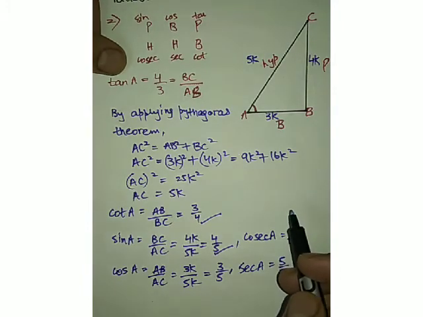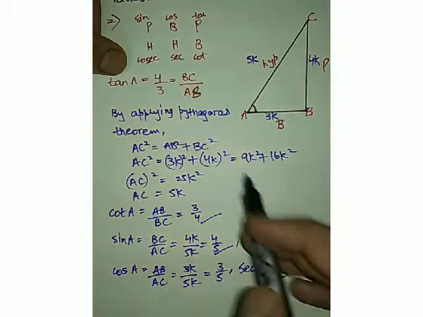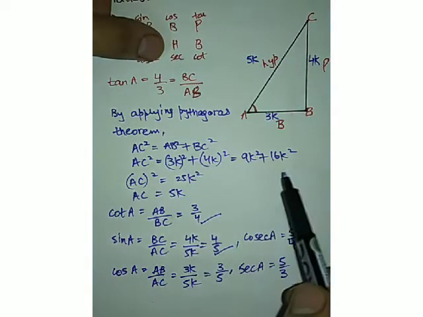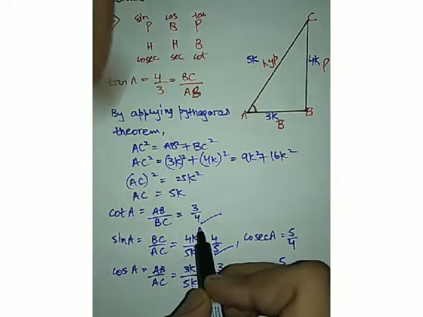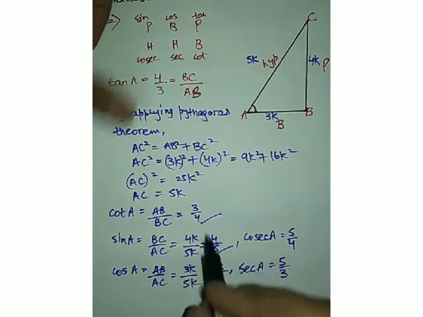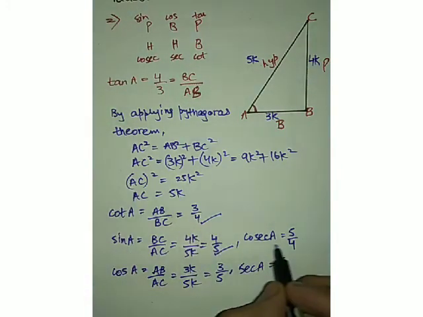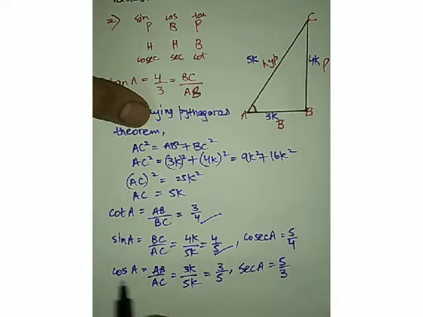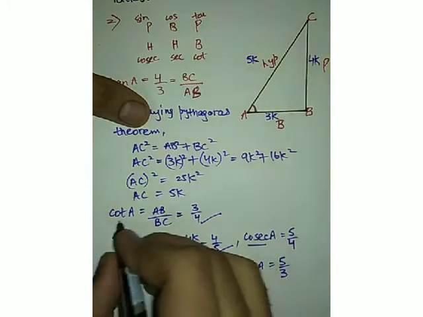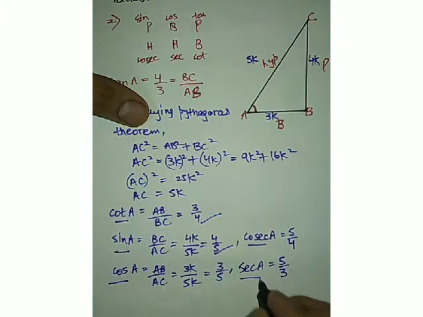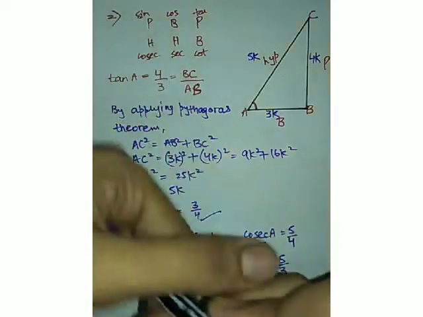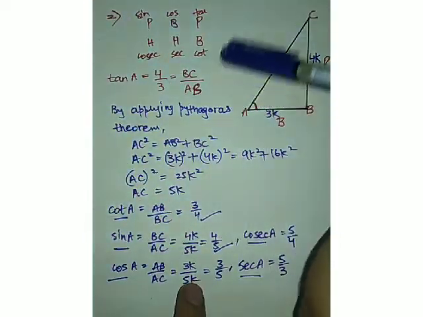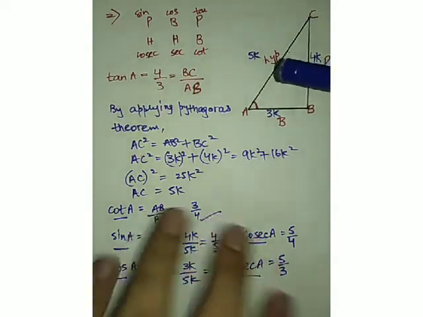So we have tan A is equal to BC upon AB. Cot A is equal to AB upon BC, that is 3 upon 4, reciprocal of tan, and sine is equal to 4 upon 5, cosecant A is equal to 5 upon 4, cos A is equal to 3 upon 5, secant A is equal to 5 upon 3. So 1, 2, 3, 4 and 5. We have found the other 5 remaining trigonometric ratios. This is how you have to use one given trigonometric ratio to find all the other 5 ratios.